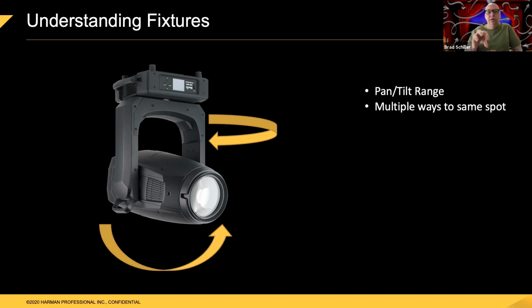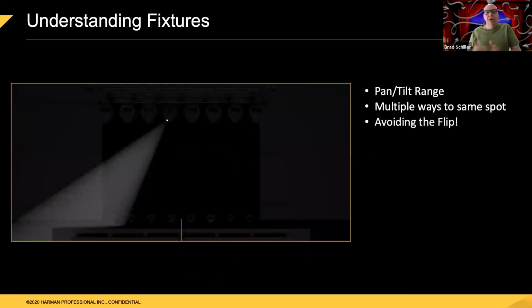The light's pointing at the same place on stage, but it has a different pan and tilt value. Sometimes that's useful, but sometimes that is very undesirable. You want to make sure that in general, as you're building positions, your fixtures are on the same side of their pan and tilt so that you're not seeing a flip. Now I keep talking about a flip.